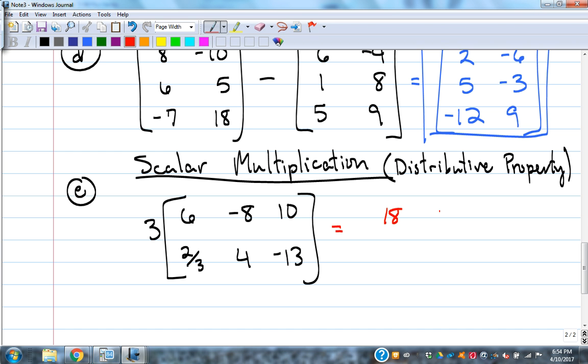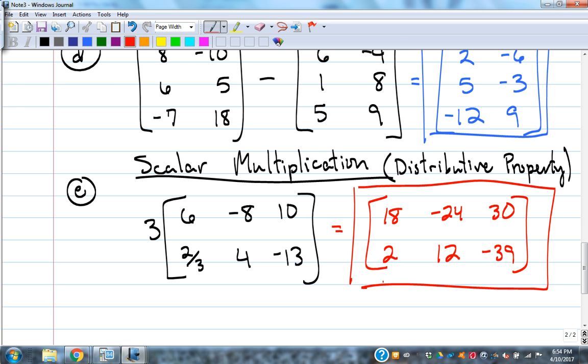So that's 18, -24, 30, 2, 12, -39. That's scalar multiplication. Everybody inside gets multiplied by the number on the outside. It's like distributive property does. But it's called scalar multiplication because it's dealing with a matrix. Very, very easy idea.